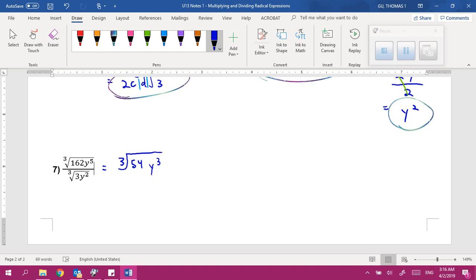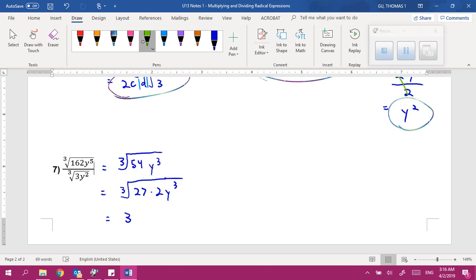Alright, so then right here, what do we need to do? We need to see what is a perfect cube in 54. And that's actually going to be 27. So 27 times 2 makes 54. Then we have y cubed right here. So what is the cube root of 27? That is 3, because 3 times 3 times 3 is 27.